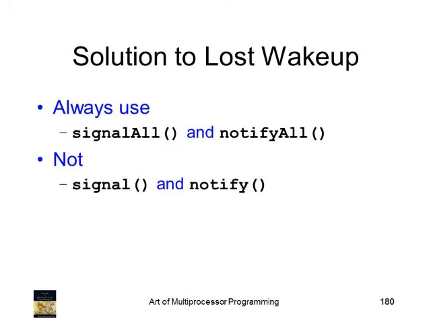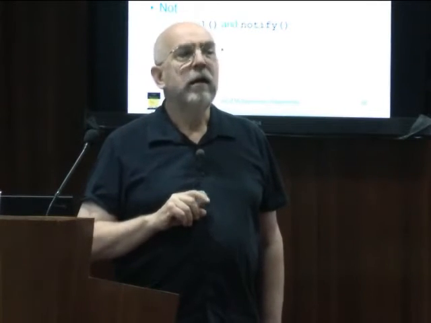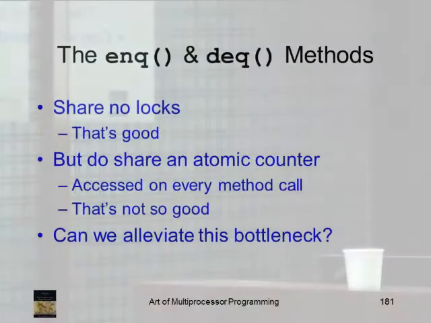And so what I advise my students is always use signal all and notify all, even if you think you can prove it's unnecessary. Because sooner or later, somebody's going to come along and change your code, and they won't think about it. And lost wake-up bugs are very hard to find because nothing happens. So it's a sin of omission rather than a sin of commission. And what will happen is you'll have a thread that waits forever with nothing to do, and it can take a long time before you notice this. Okay, let's take a break and come back in 5 minutes.